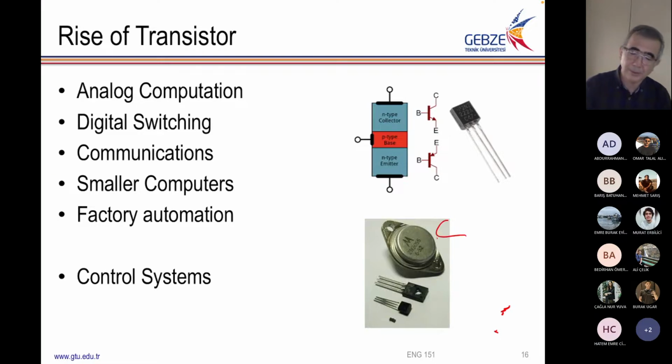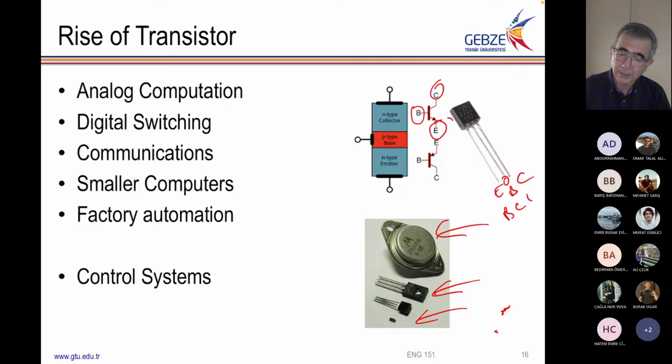These are, for example, power transistors. This is also a power transistor. This is a regular transistor. Each transistor has emitter, base, collector. It depends on the type of the transistor. Sometimes the collector is on the left, sometimes the collector is on the right. Who knows? You need to check the catalog for the transistor.